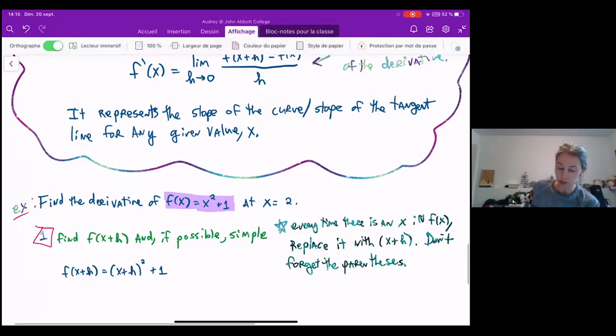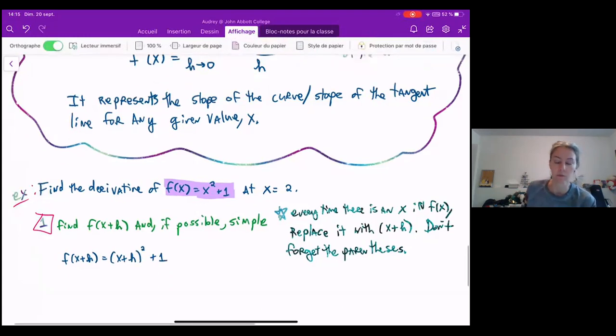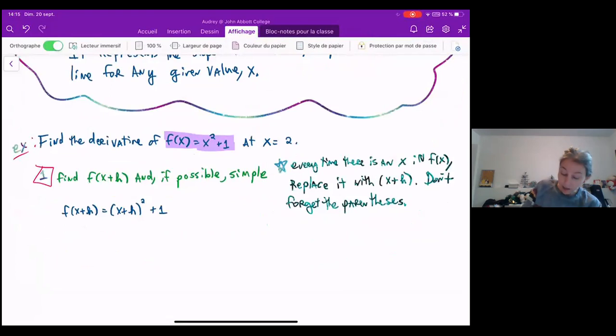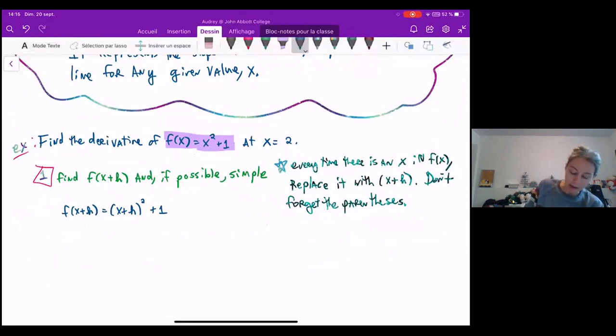Now it says that we should simplify if possible, or if there's any simplification to do. There is. I need to expand that x plus h squared. So this is equal to x squared plus 2xh plus h squared plus 1. And that's going to be my f of x plus h.